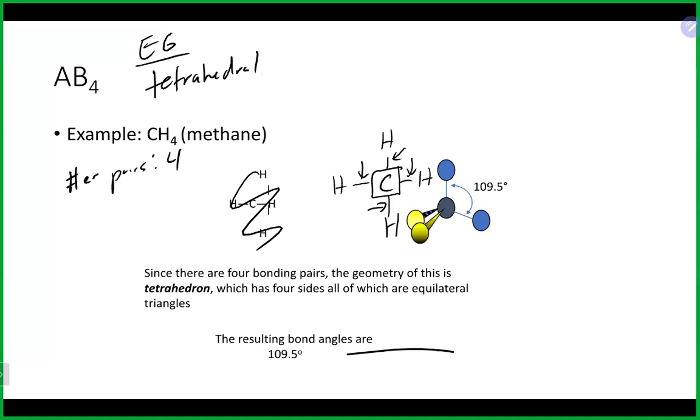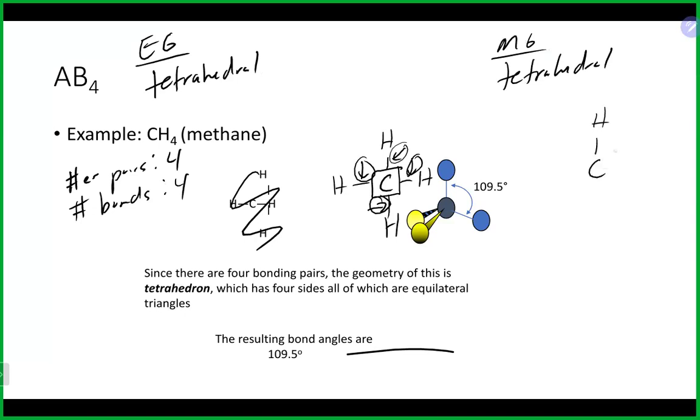Now here we have 4 bonds happening. So we do have 4 bonds. And again, 1 bond, 2 bonds, 3 bonds, 4 bonds happening here. The molecular geometry name is also tetrahedral. Same idea, except now that we've got 4 bonds.